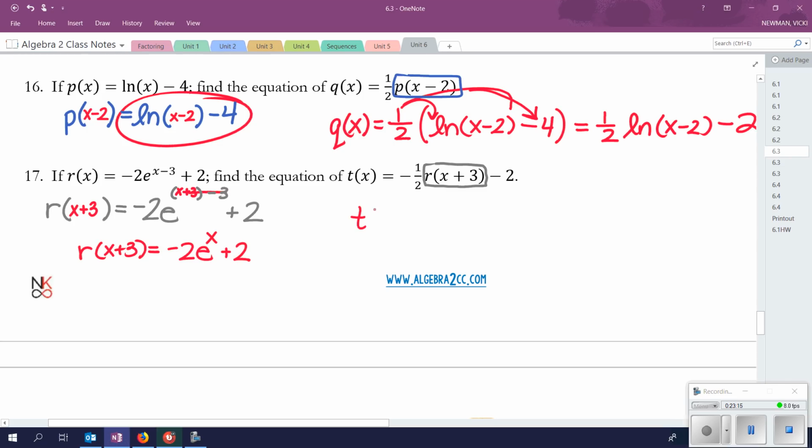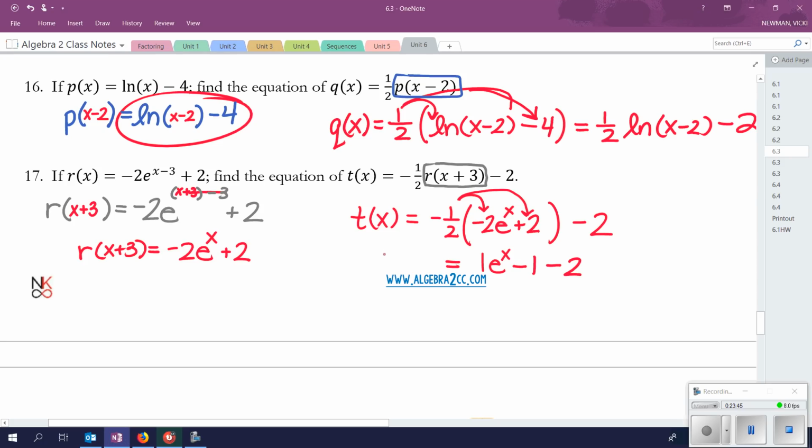T of x equals negative 1/2 r of x plus 3, we just figured out, minus 2. Negative 1/2 times negative 2 is 1, e to the x. Negative 1/2 times positive 2 is negative 1, minus another 2. So final answer is e to the x minus 3.